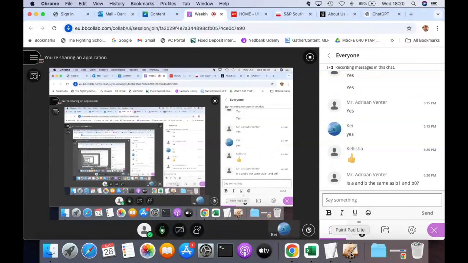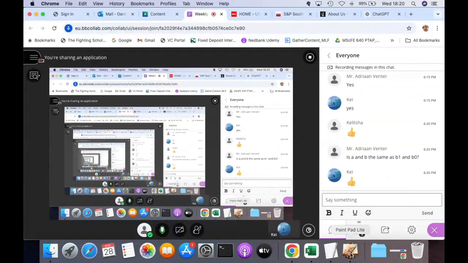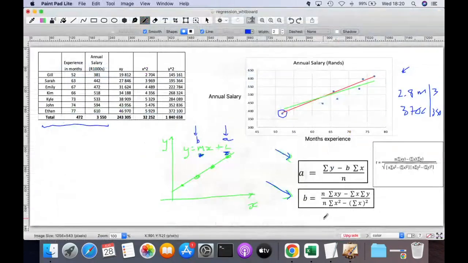Okay. Is A and B the same as B1? Yes, Adrian, that's the same thing. A and B are the same as B0 and B1. In your formula sheet, instead of A you could have B0, and instead of B you could have B1. But the reason I'm calling it A and B is because your calculator calls it A and B. Although your formula sheet will say B1, you just need to know it's the same thing as B.